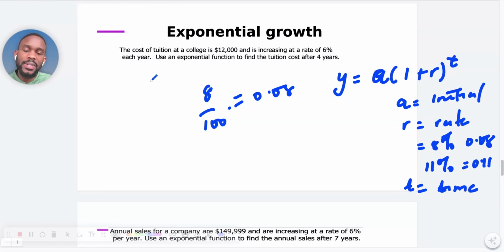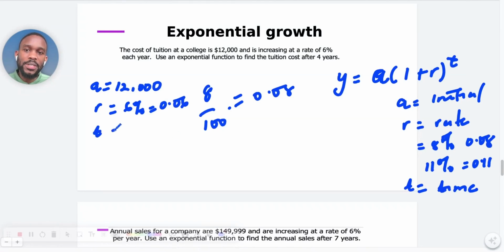So let's look at, for example, this question. The cost of a college is $12,000 and is increasing at a rate of 6% each year. Use an exponential function to find the tuition after 4 years. So we know that the base cost is 12,000, and we know the rate is 6%. You can write your 6% as 0.06. And then we know the time. They want us to get the cost of this college after 4 years.